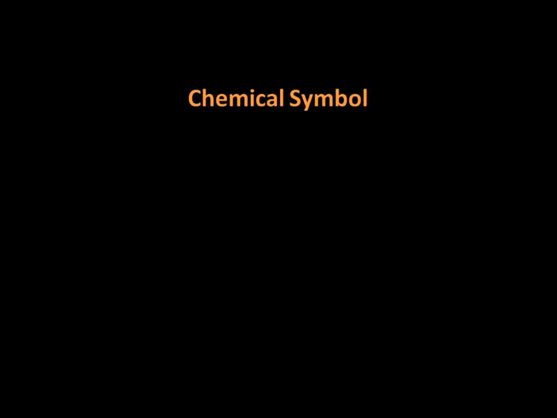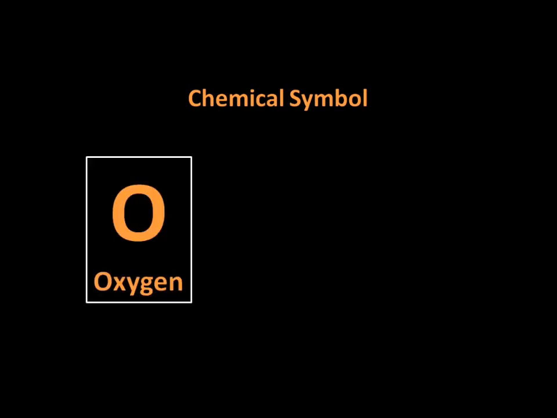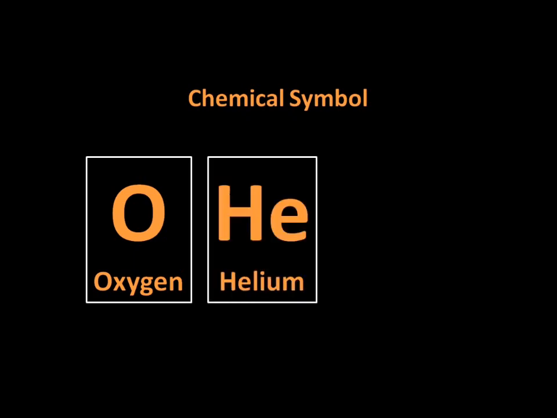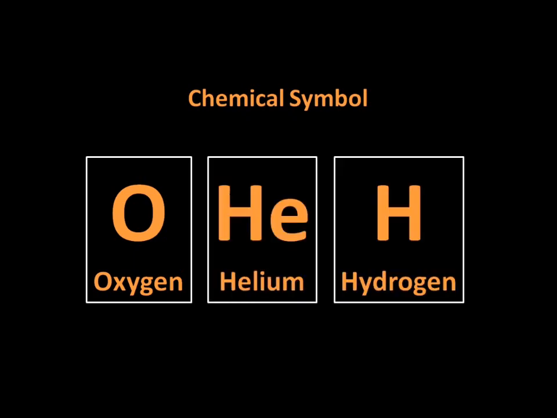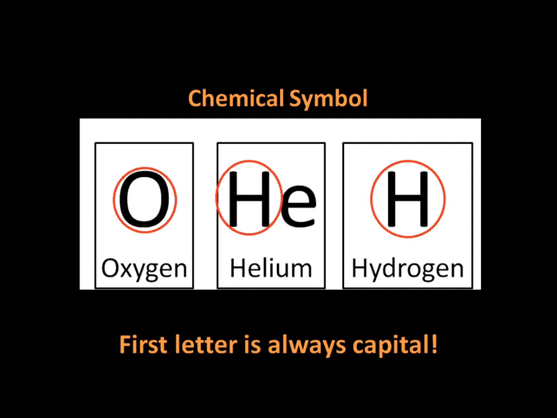A chemical symbol will be 1, 2, or sometimes 3 letters. For example, oxygen has the chemical symbol O. Helium has the chemical symbol He. Hydrogen has the chemical symbol H, and so on. So how do you recognize a chemical symbol of an element? Well, there are simple rules.